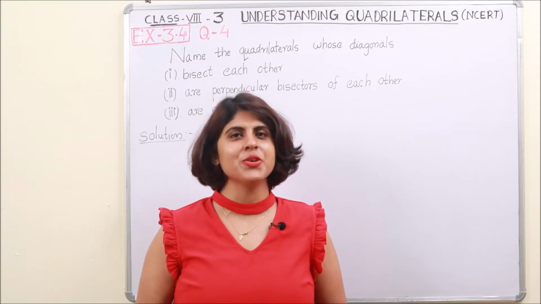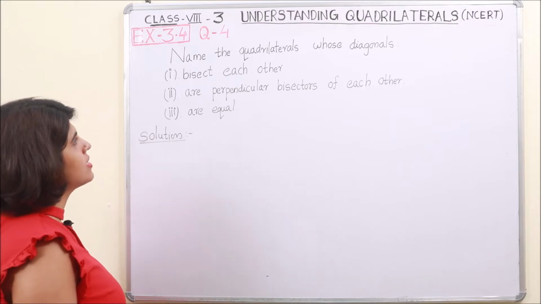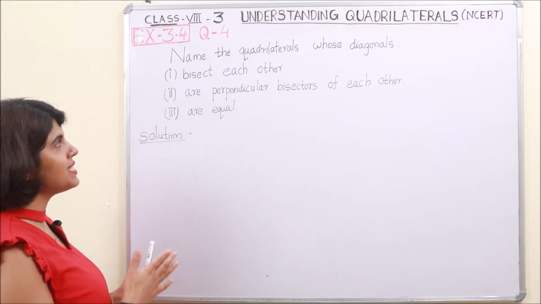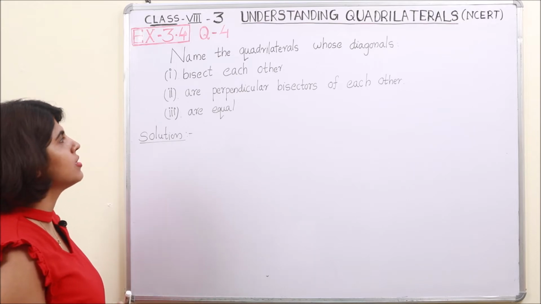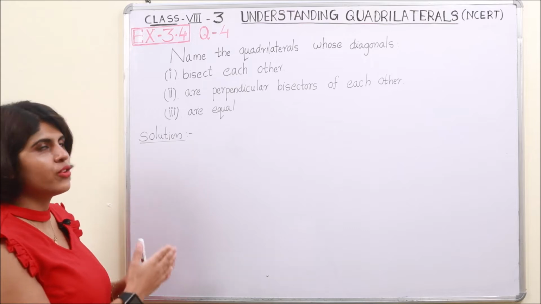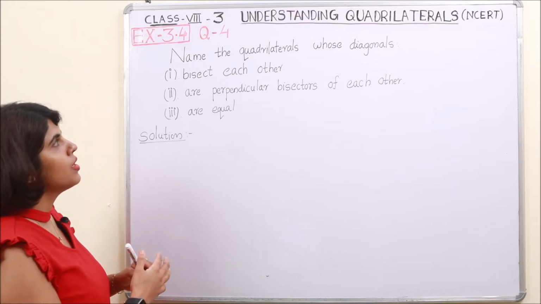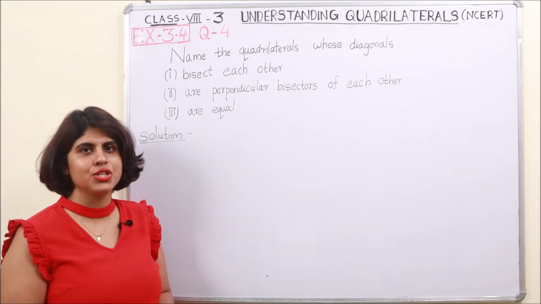Come to the fourth question of exercise 3.4. Name the quadrilaterals whose diagonals bisect each other, are perpendicular bisectors of each other, are equal. So this question has three parts. The first part: name the quadrilaterals whose diagonals bisect each other.